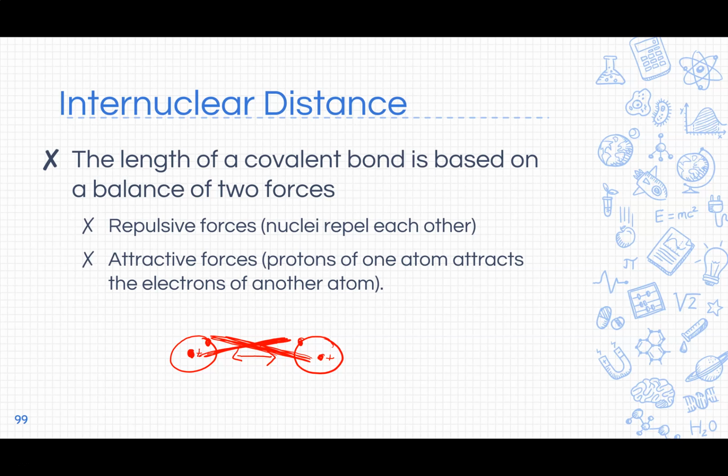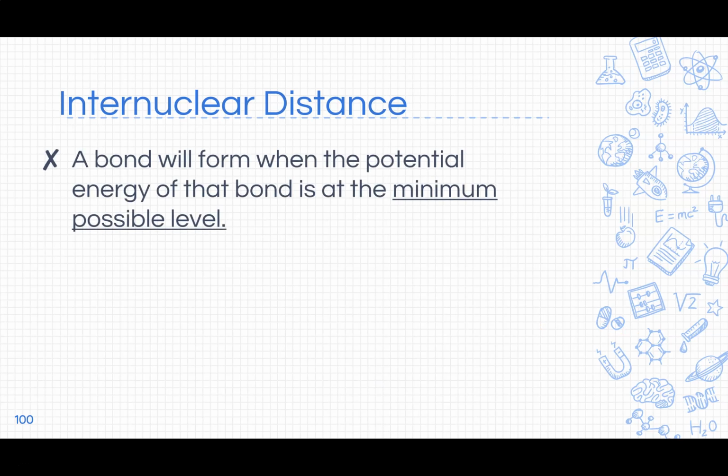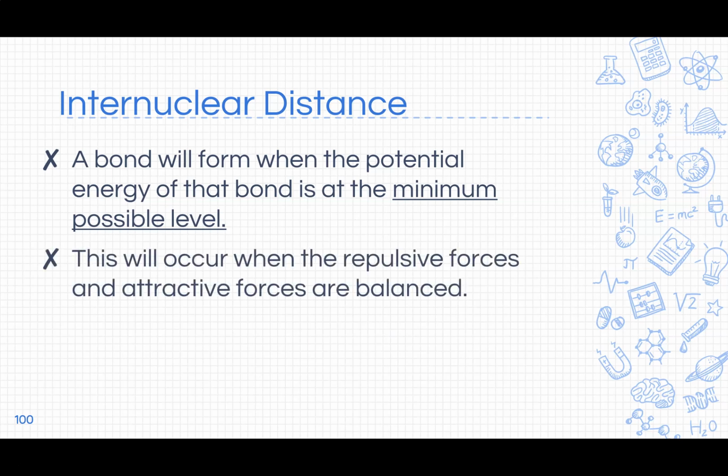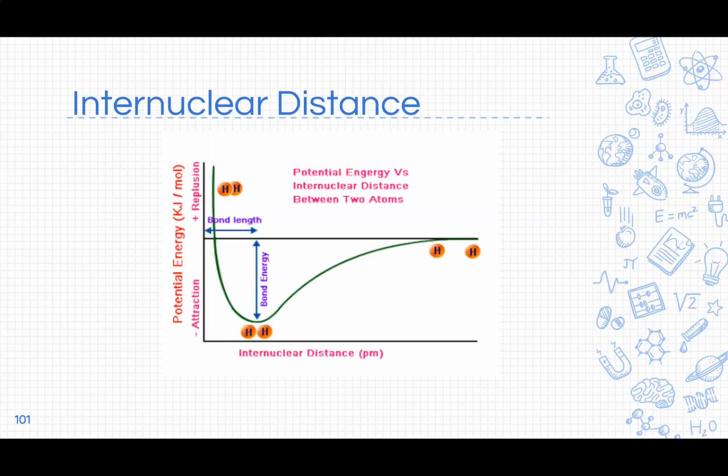So the question is, at what point will the attractive force and the repulsive force balance out to actually allow this to bond together? We know that a bond is going to form when the potential energy of the bond is at its minimum level. Remember, nature is inherently lazy, so things happen at the lowest possible energy. This lowest possible energy happens, like I said, when the repulsive force and the attractive force are balanced. So let's take a look at this picture right here.